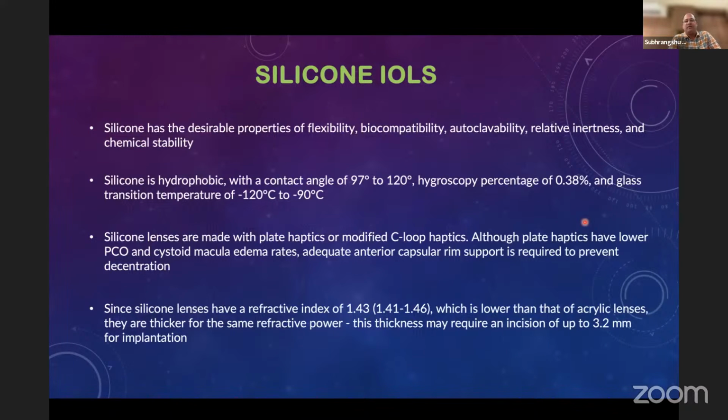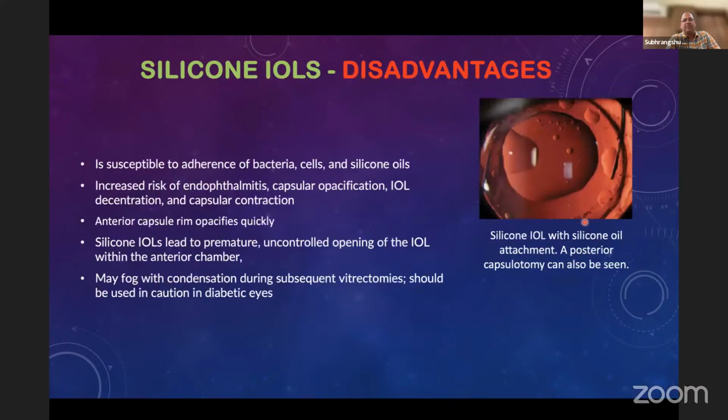They are made up of plate haptics or modified C-loop haptics. Although plate haptics have lower PCO and CME rates, adequate anterior capsular rim support is required to prevent decentration. Since silicone lenses have a refractive index of about 1.43, which is lower than acrylic lenses, they are therefore thicker for the same refractive power, and this thickness may require a larger incision for implantation.